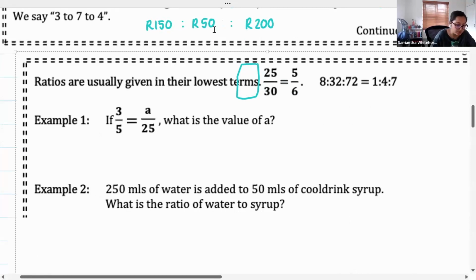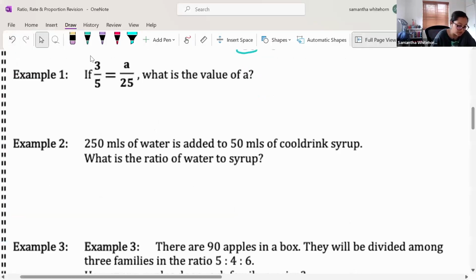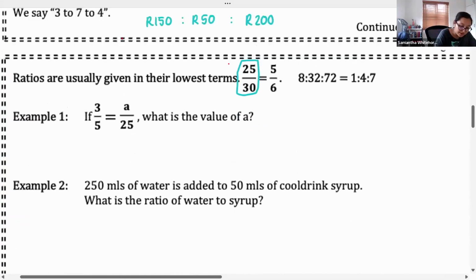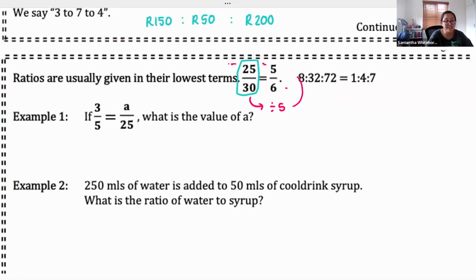Both of these can be divided by 5. 25 divided by 5 is 5. 30 divided by 5 is 6. So whenever we're working with ratios, we are essentially simplifying a fraction. And as Bree says, if you can do the fractions, you can do the ratios. You got it. Alrighty.